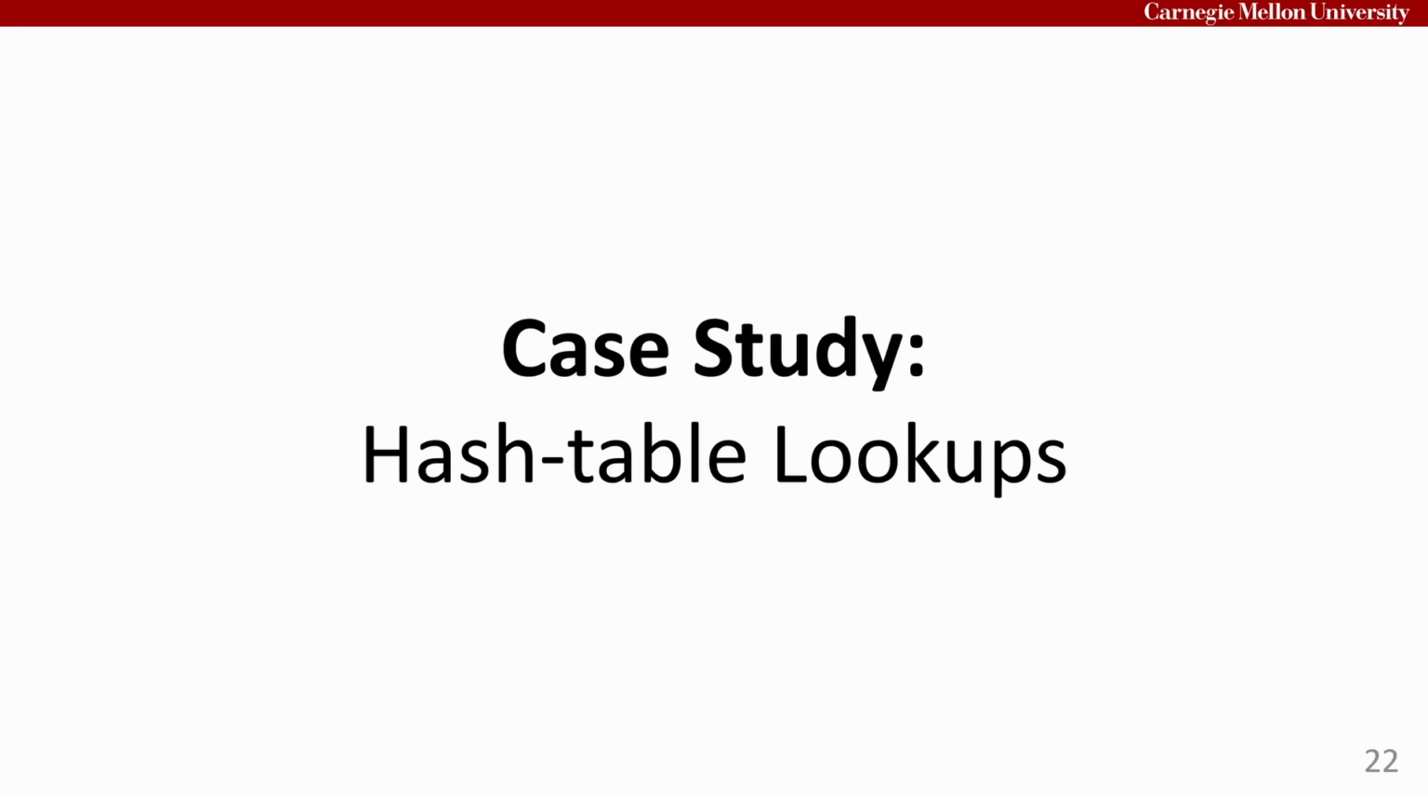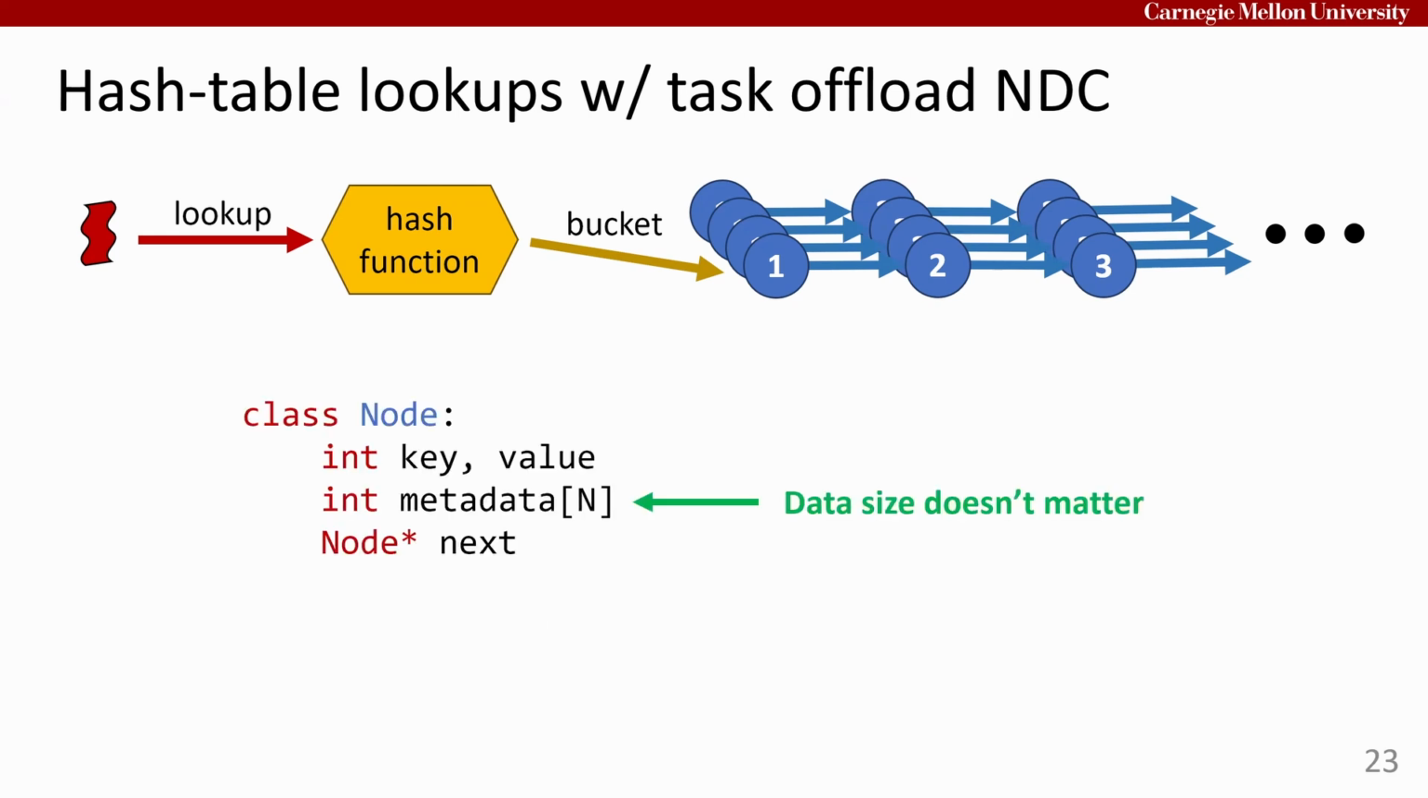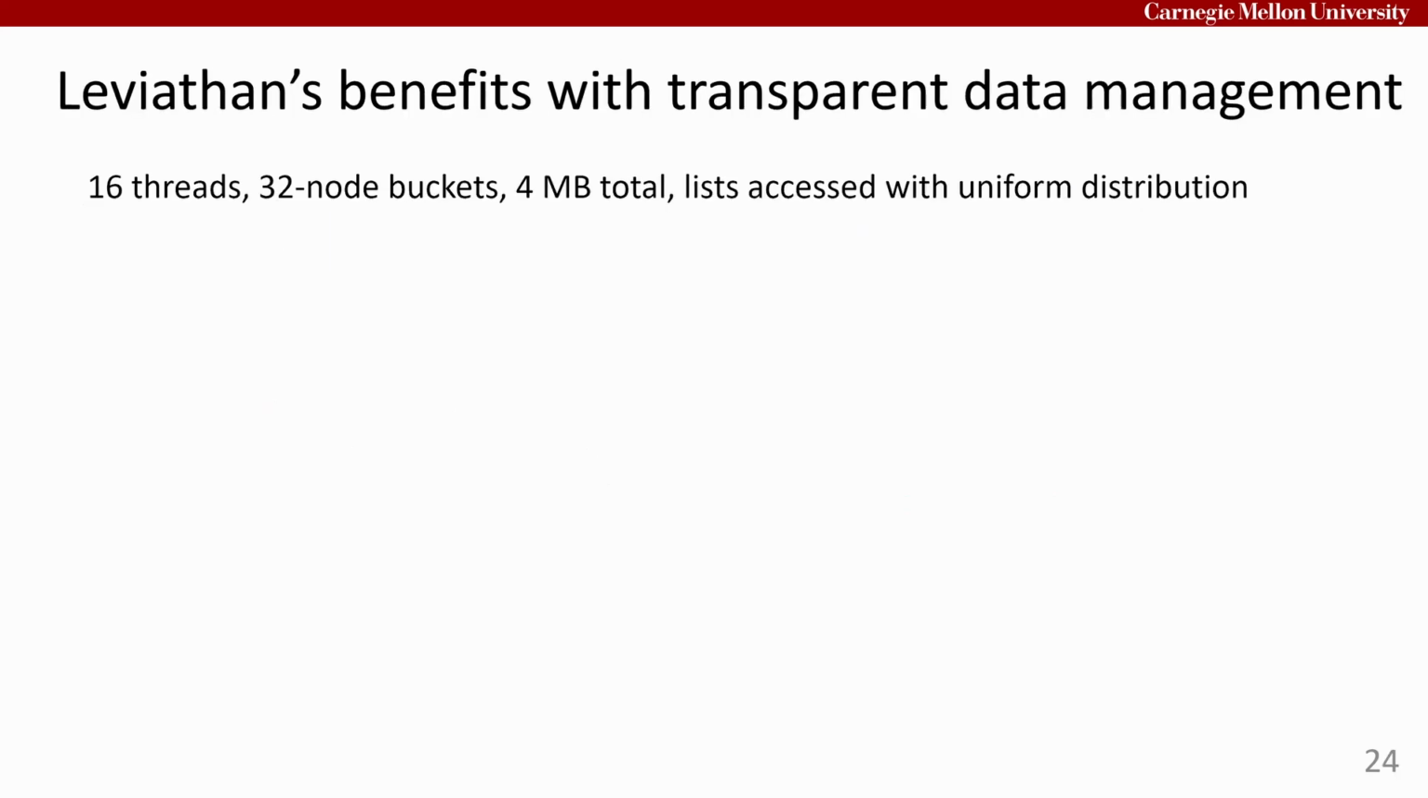The first case study demonstrates the benefits of Leviathan's transparent data management. Hash tables are a popular data structure due to theoretical O(1) lookup time, yet practical lookup time is determined by conflict resolution. Conflicts are commonly resolved via a linked list per hash table bucket, and I've already shown how to implement linked list traversal with Leviathan. A major benefit of Leviathan is that the programmer doesn't have to worry about the size of each linked list node. So let's see how Leviathan performs across a range of node sizes with hash table lookups.